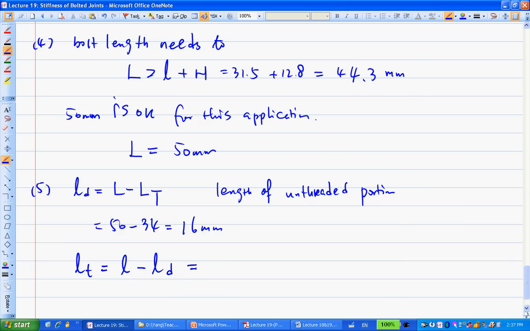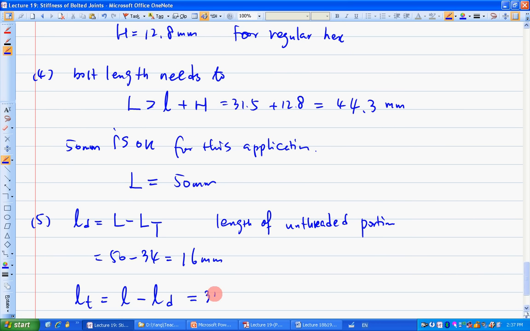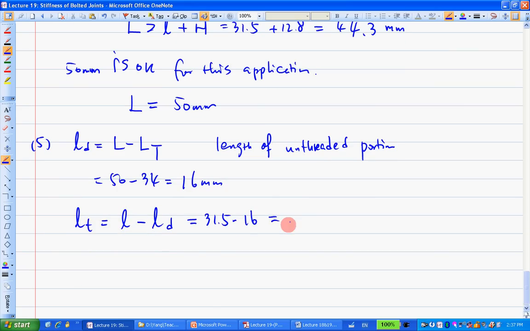Small l is the grip, and that's 31.5. Then minus 16, and that equals 14.5 millimeter. No, not 15. So now you figure out LD and LT.